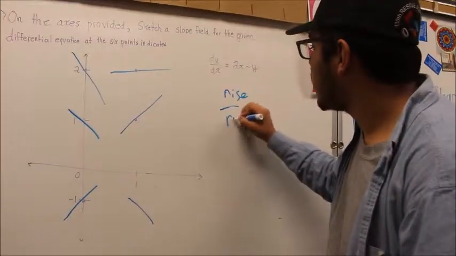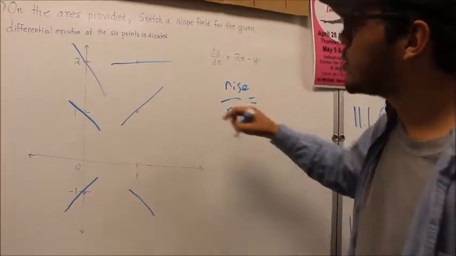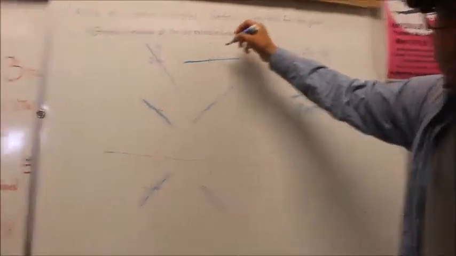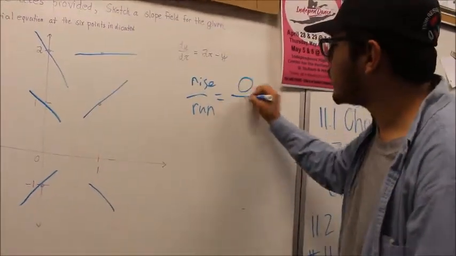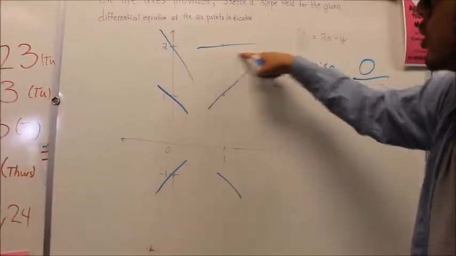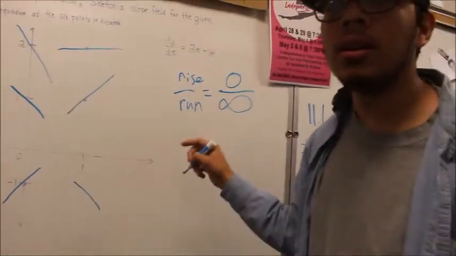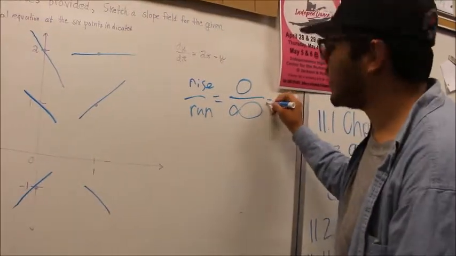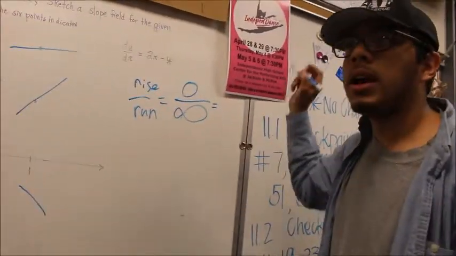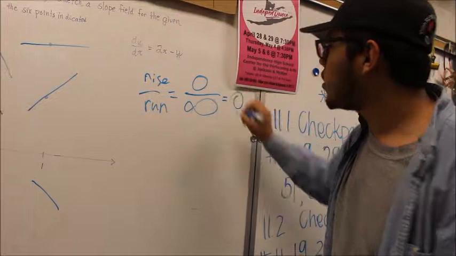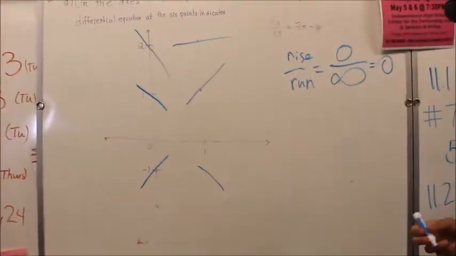So when you have a horizontal slope, it's usually rise over run. Whenever the rise is 0, since you're not moving upwards at any point, it's just going to be 0 for rise. And for run, the x is always changing, so it's going to be 0 over infinity. So the slope is always going to be 0, because 0 divided by anything is 0. I see.